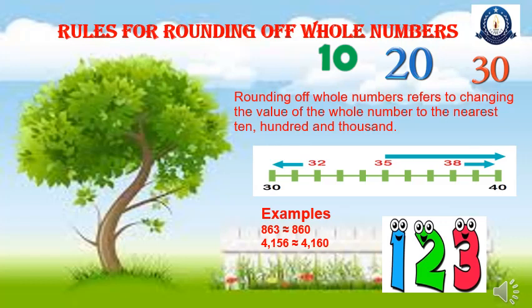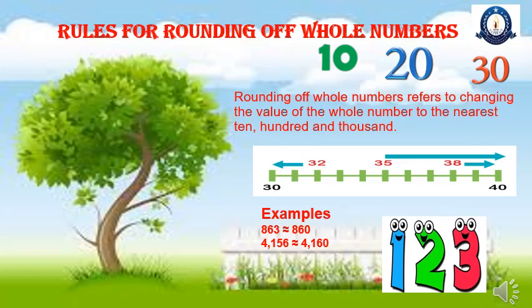Look at the other example. 863. We have to round off to the nearest 10. Which number is on the tens place? 6. The next number is 3. 3 belongs to the same family. So in place of 3, what will come? 0. The answer will be 860. 8 will remain the same because we are not working with 8.